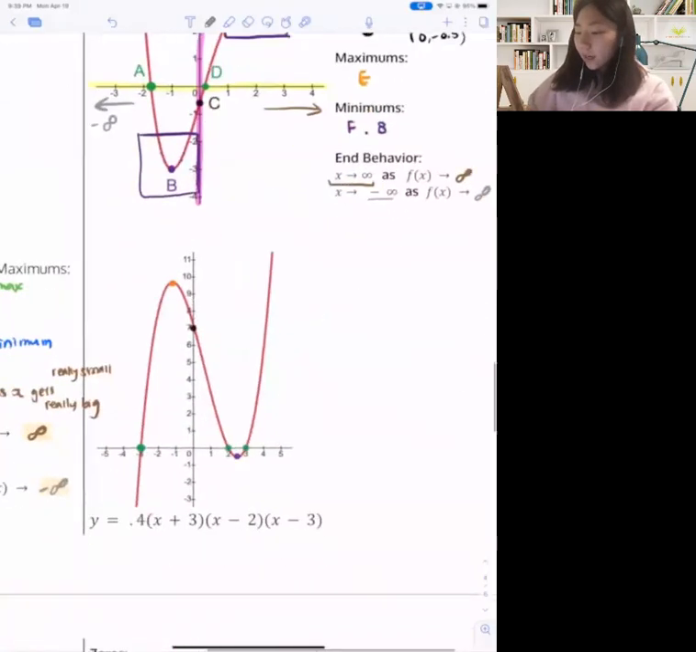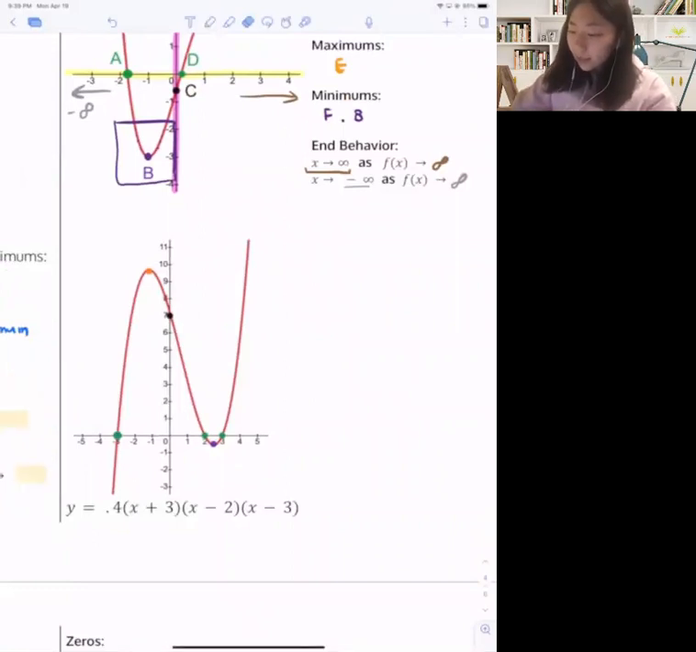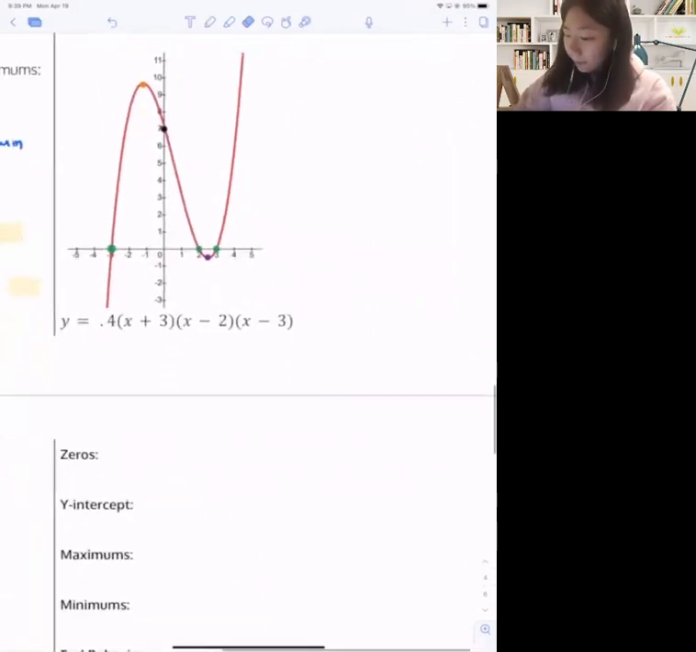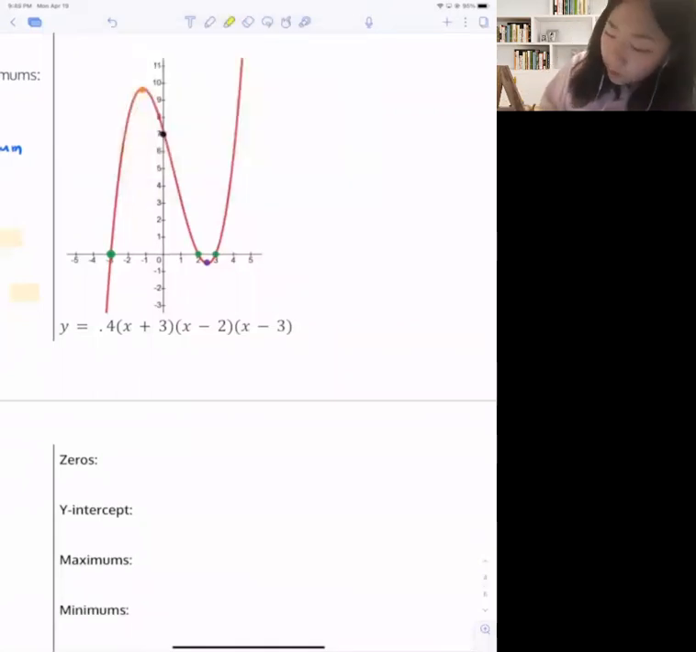Okay, let's look at our last example. Let me erase the ends so we don't get distracted. This is our last example: y equals 0.4 times (x plus 3) times (x minus 2) times (x minus 3). I think our first step is still finding our zeros, which are just any points on this line.